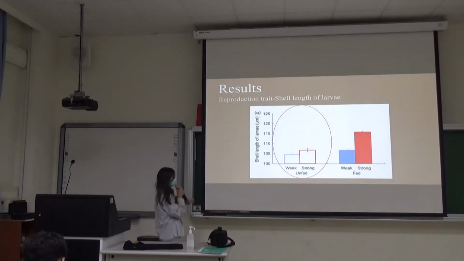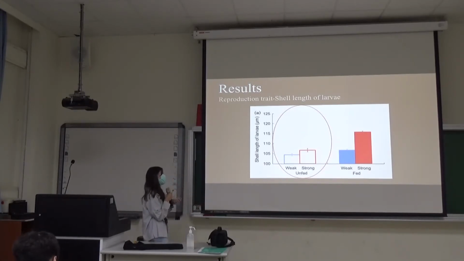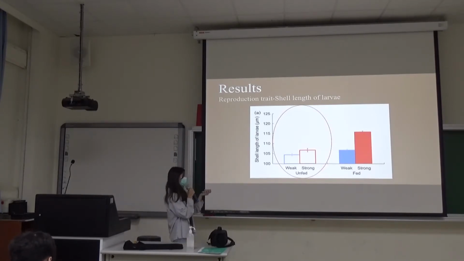Then we look at the left of the figure. X label is for treatment and Y label is shell length of larva. Then we can see the left unfit condition, they didn't have significant difference too.